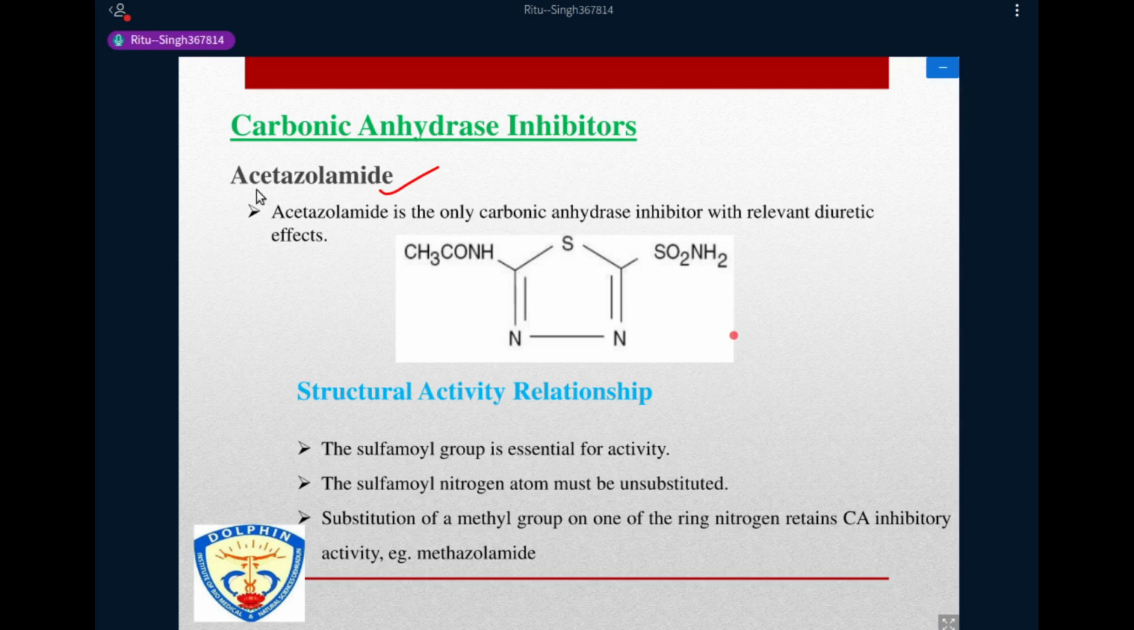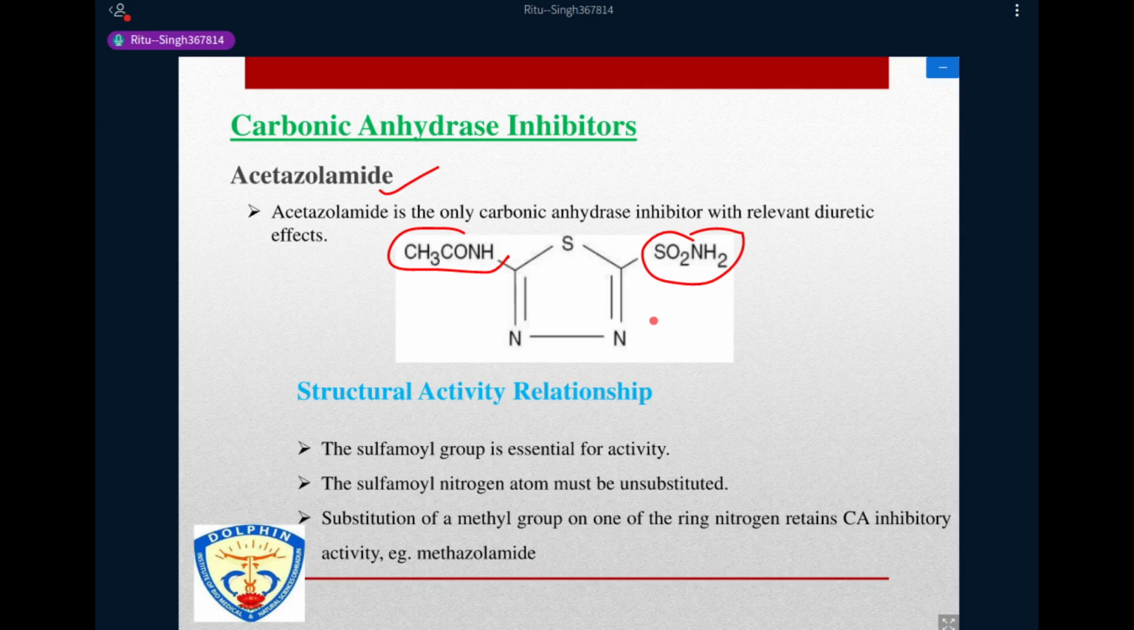Some points related to the structure activity relationship of this drug: the sulfamoyl group. This is the sulfamoyl group, and this sulfamoyl group is essential for the activity. If we replace this sulfamoyl group, the activity of the drug decreases. So for the activity of the drug, this sulfamoyl group is essential.